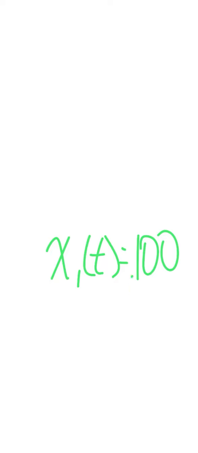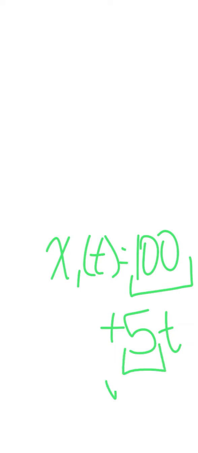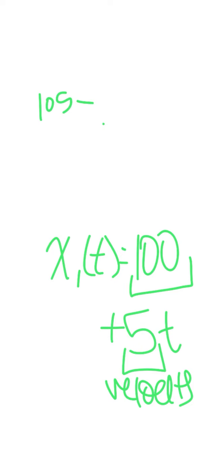And the velocity, so this is the initial point of x sub 1 of t, and then we have a plus 5t. So we know that this is the velocity. Therefore, we start here, and it goes up to 105 at 2 seconds. And if it continues, it will go up to 110 at 3 seconds. And this is the graph of x1 of t.